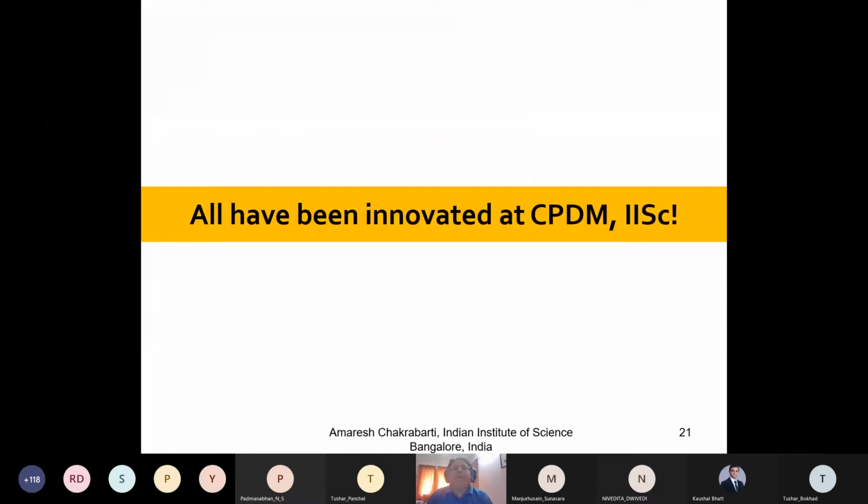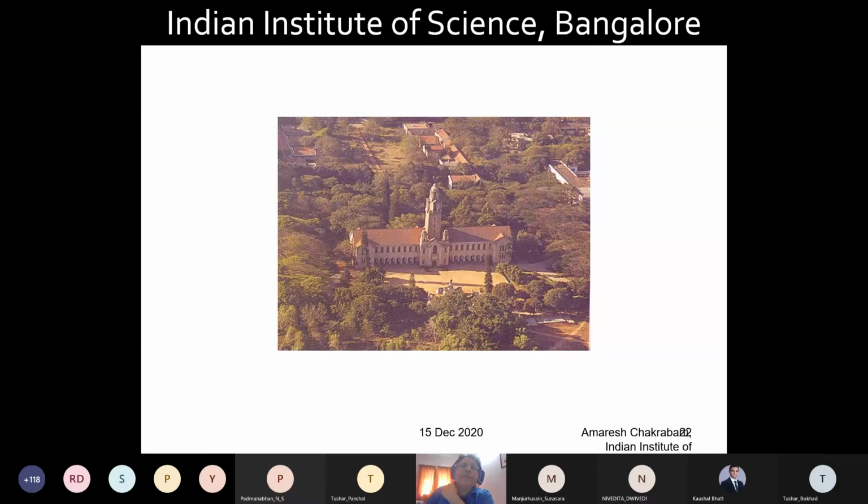So what is it that is common across them? Well, one thing is that these are all innovated by people who have been trained at CPDM or Center for Product Design and Manufacture. So let me give you a little bit of a background of this. So this is Indian Institute of Science, an aerial view of its main building.